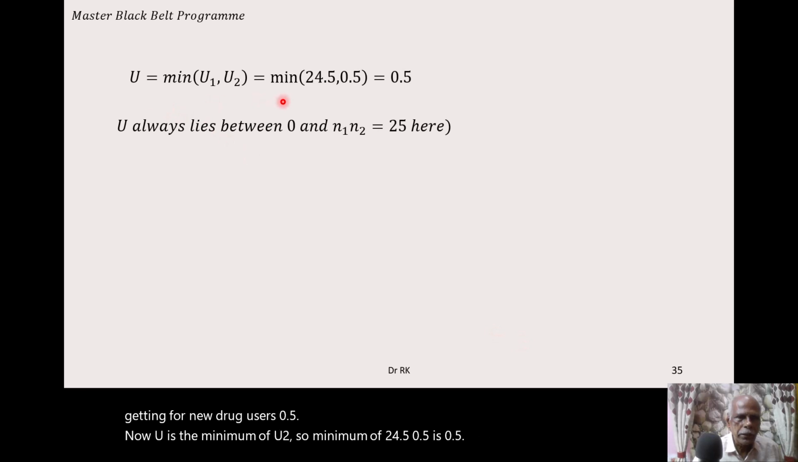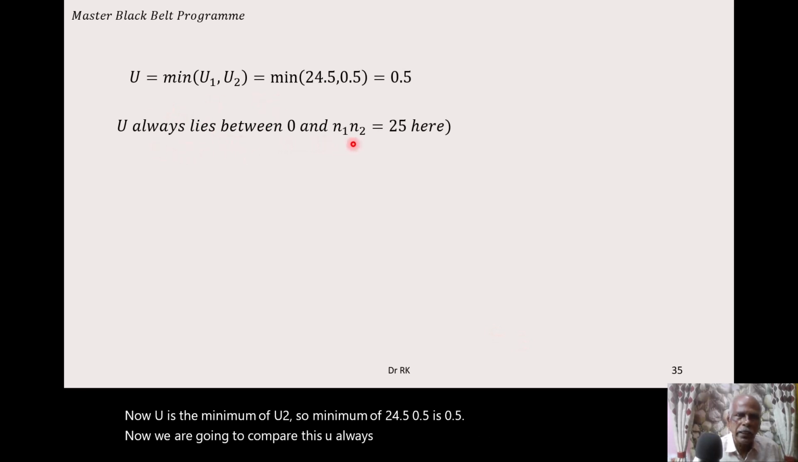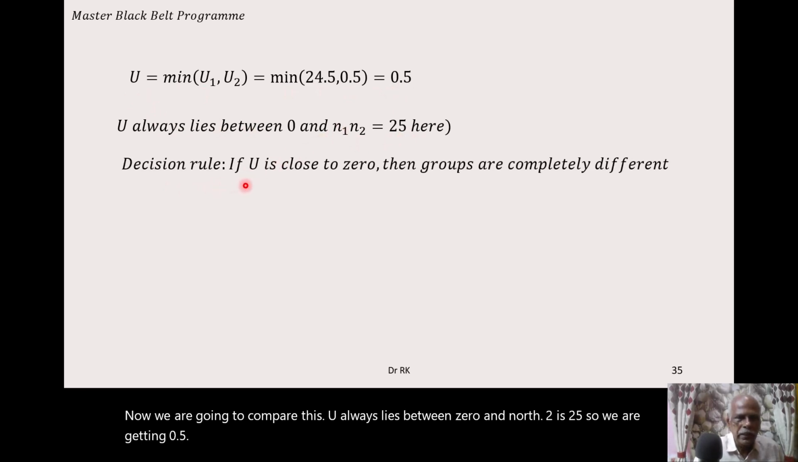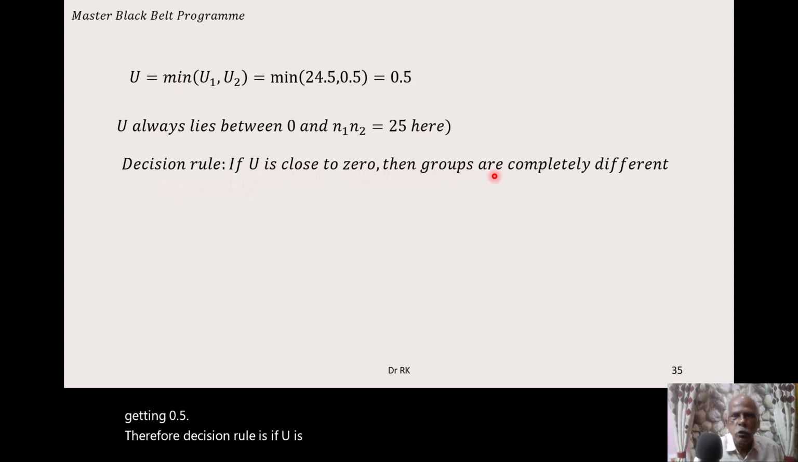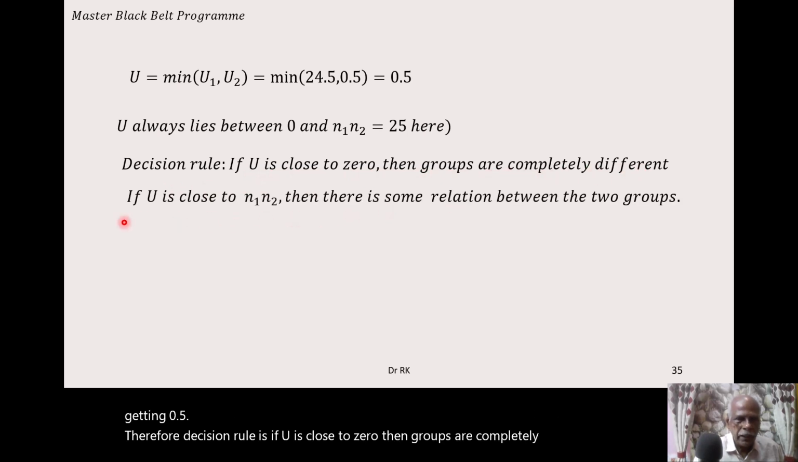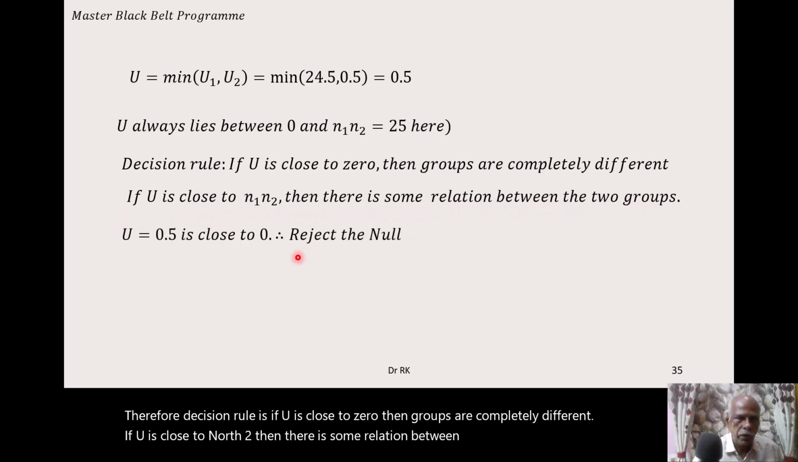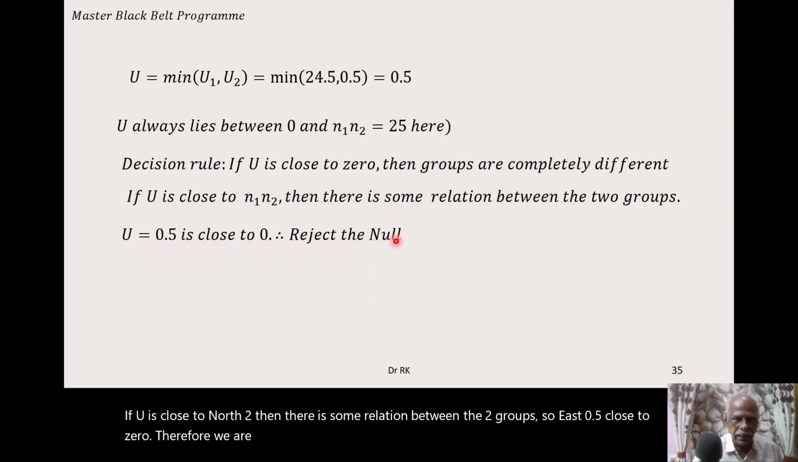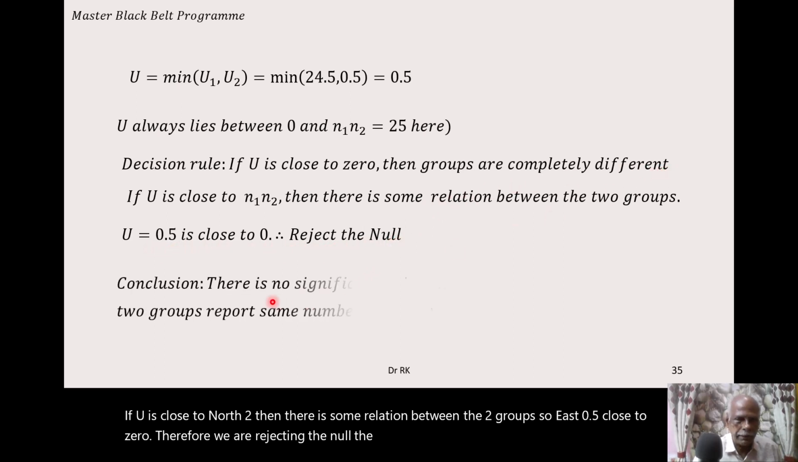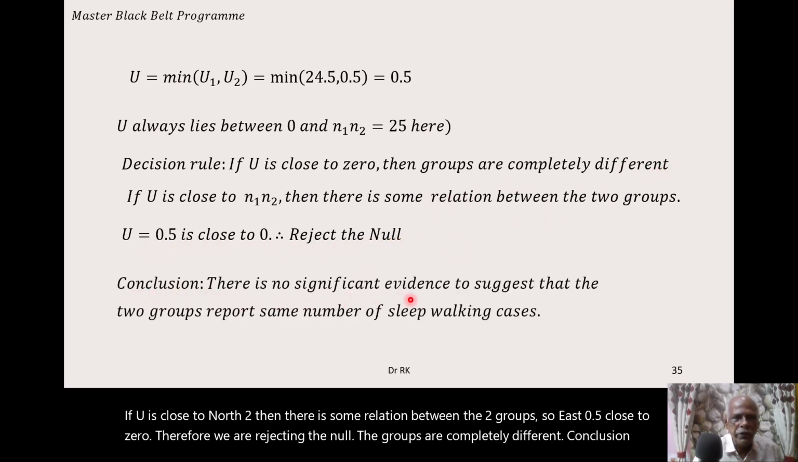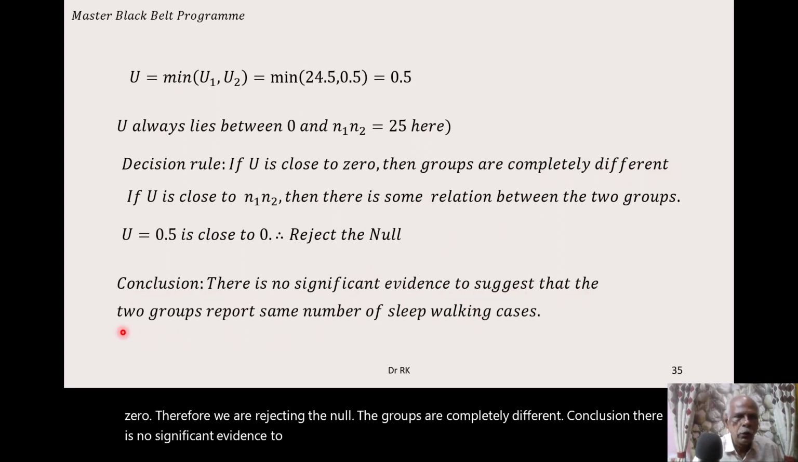Now we are going to compare this U. U always lies between 0 and N1, N2. N1, N2 is 25. So we are getting 0.5. Therefore decision rule is if U is close to 0, then groups are completely different. If U is close to N1, N2, then there is some relation between the two groups. So U is equal to 0.5, close to 0. Therefore we are rejecting the null. The groups are completely different. Conclusion, there is no significant evidence to suggest that the two groups report the same number of sleepwalking cases.